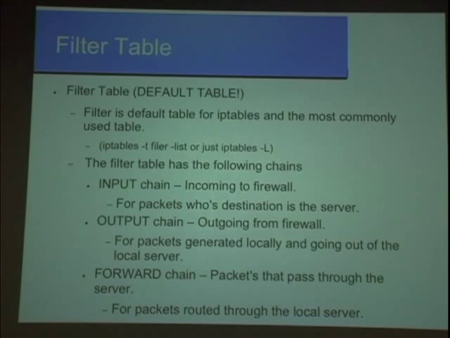So we have stuff coming in, we have stuff coming out. Well, what if for some reason you wanted your server to just pass traffic? That's the forward chain. That's a packet coming into an interface and then going out another interface. So we can set rules for just this server, coming in and going out, and then we can set rules for packets that are traversing the server.